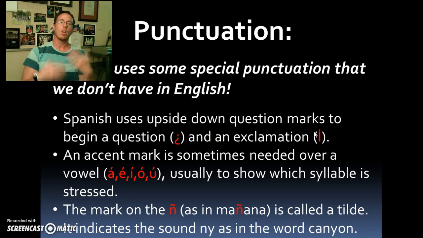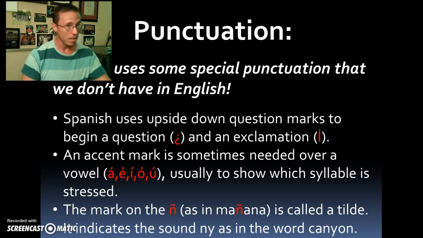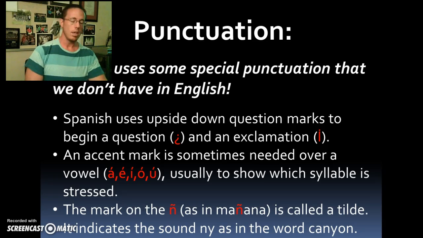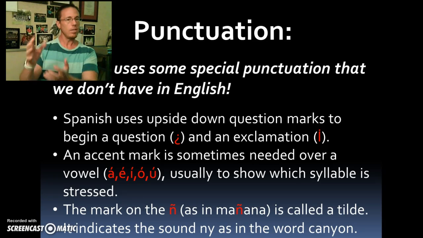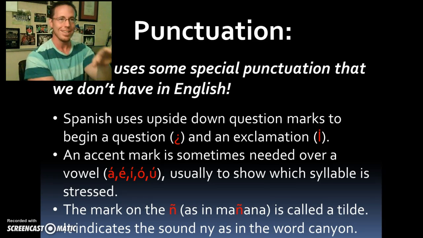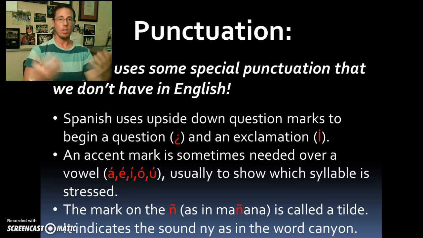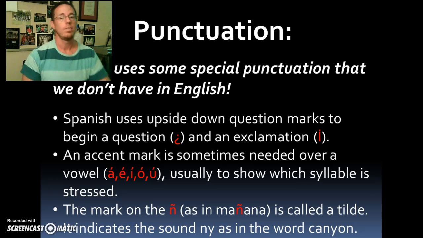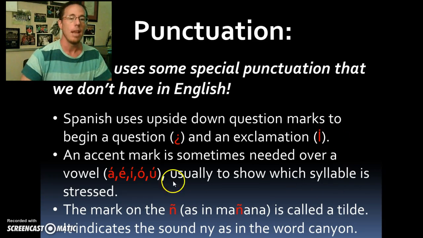So if you're asking something, or you're saying something very excitedly like an exclamation, you will not only put the punctuation at the end of the sentence, but you'll also invert that punctuation and place it at the beginning of the sentence as well. So it's wrapped in question marks or wrapped in exclamation points. So something else to keep in mind.